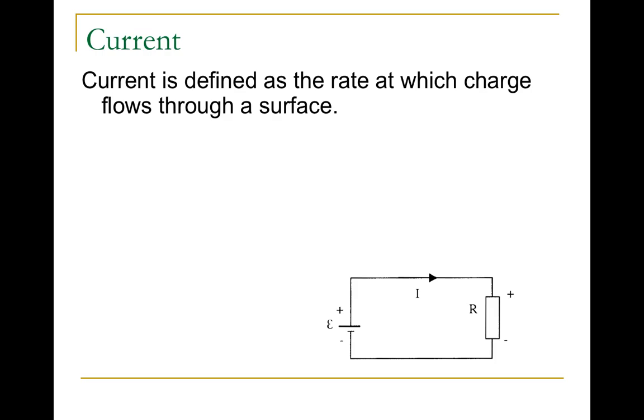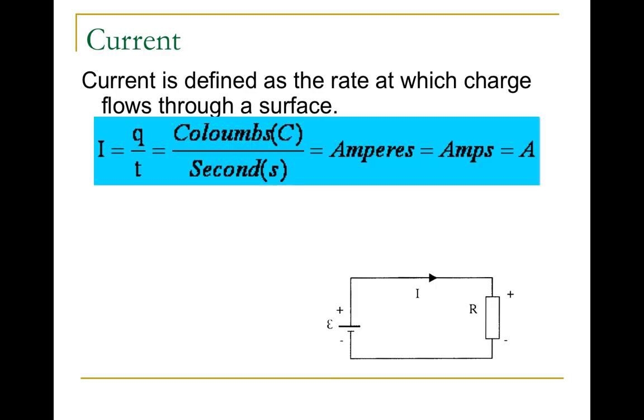So current we defined as the rate at which charge flows. Right? So rate is something over time. We have charge over time, so I equals Q over t, and the unit for this is an ampere.